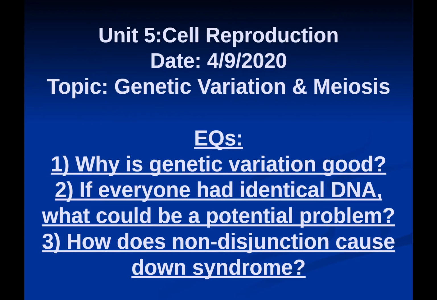So first thing, this is your EQs for the day. The topic of the unit is genetic variation and meiosis. So number 1, why is genetic variation good? 2, if everyone had identical DNA, what could be a potential problem? And 3, how does non-disjunction cause Down syndrome?